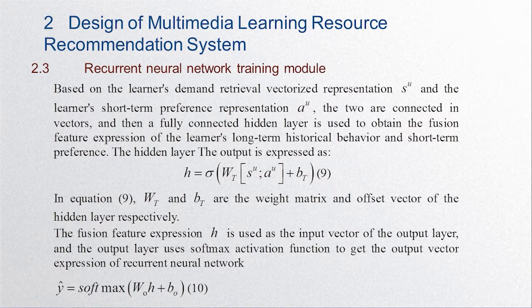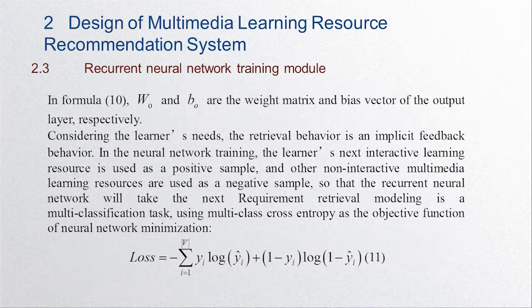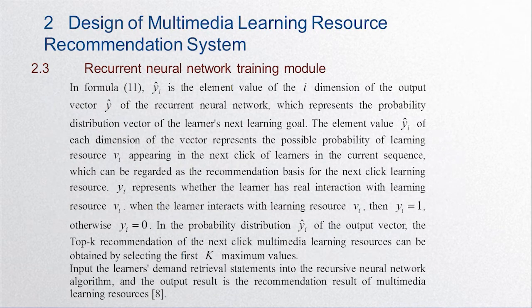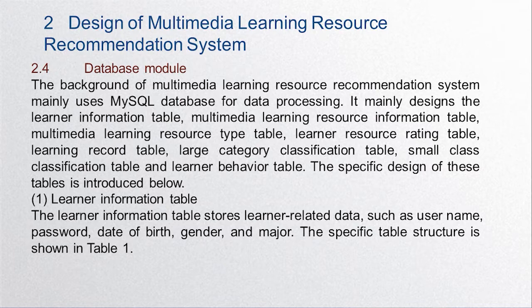Recurrent neural network training module. Database module. The background of the multimedia learning resources recommendation system mainly uses a MySQL database for data processing. It mainly designs the learner's information table, multimedia learning resource information table, multimedia learning resources type table, learner resources rating table, learning record table, large category classification table, small class classification table, and learner's behavior table. The specific design of these tables is introduced below.